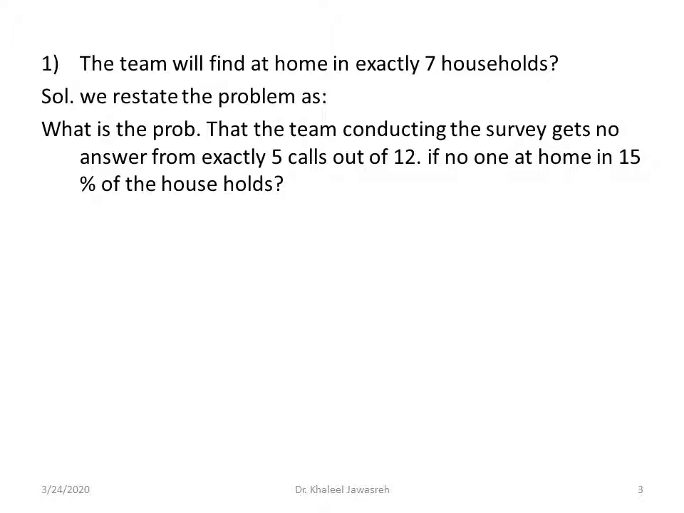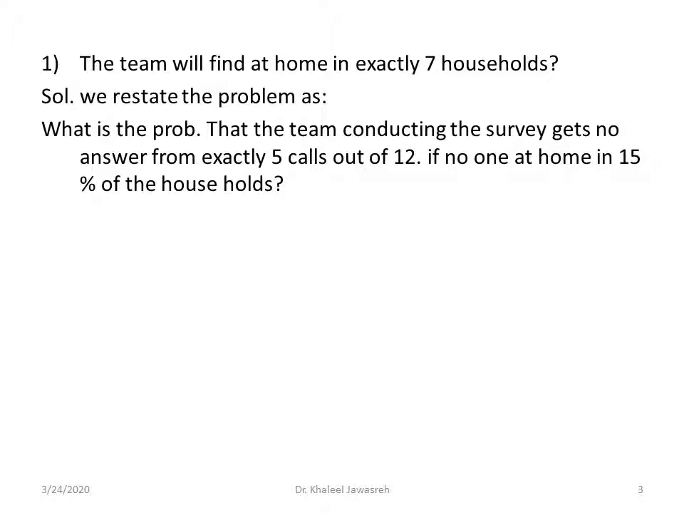So now if you look at those numbers, it's totally different from the previous original example. Now we are dealing with 5, not 7. The question was exactly 7 households. Why can we convert it into 5? Because 12 events, 12 calls, and we do need 5.